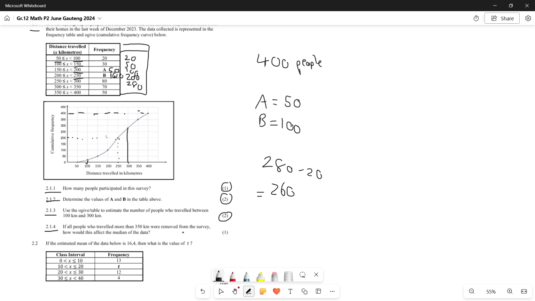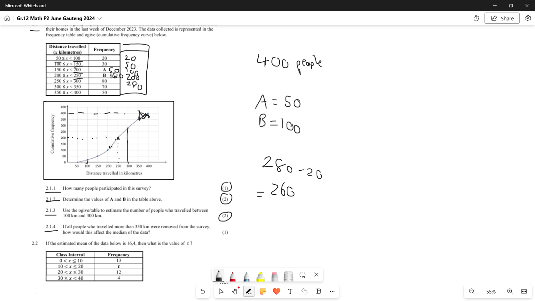2.1.4 says, if all people who traveled more than 350 kilometers were removed from the survey, how would this affect the median of the data? So if everyone over here was removed, how would this affect the median? The median means the middle number. So as we're going this way, the median will be somewhere in the middle. But if we remove all of this, we have a shorter data set, and our middle is going to shift to the left or become smaller because we don't have all of this information at the top to estimate.